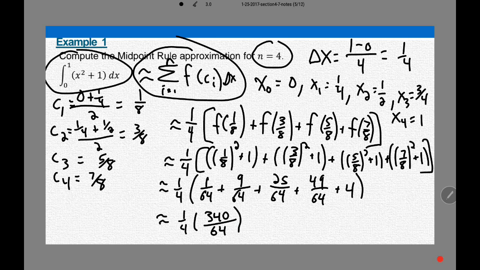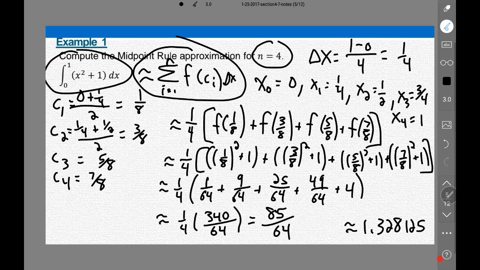And in the book, the directions for these problems say to leave this as a fraction. So we're going to leave it as a fraction. That's 85 over 64. And for future reference, I'm going to go ahead and approximate it so you can see that we're getting closer to the actual value. In this case, we can compute the definite integral for this function. So I want you to see how we get closer and closer to the actual value.